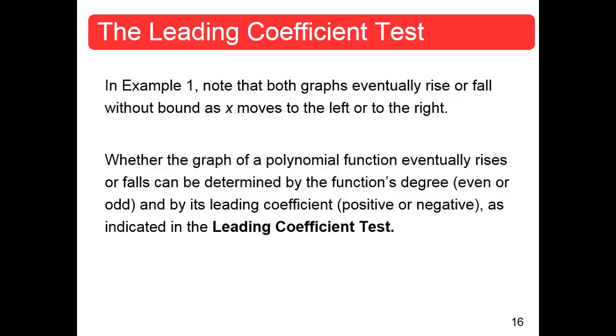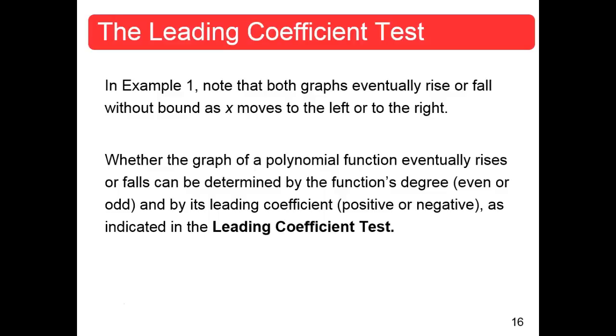Okay? Because remember that leading term is a sub n times x to the nth power. And the larger the n is, the more rapidly that's going to go up or down, depending on the sign of your x and your a, basically. So, whether the graph of a polynomial function eventually rises or falls can be determined by the function's degree, whether it's even or odd, and by its leading coefficient. Okay? Now, guess what? The leading coefficient, that's fine. Call it leading coefficient test.